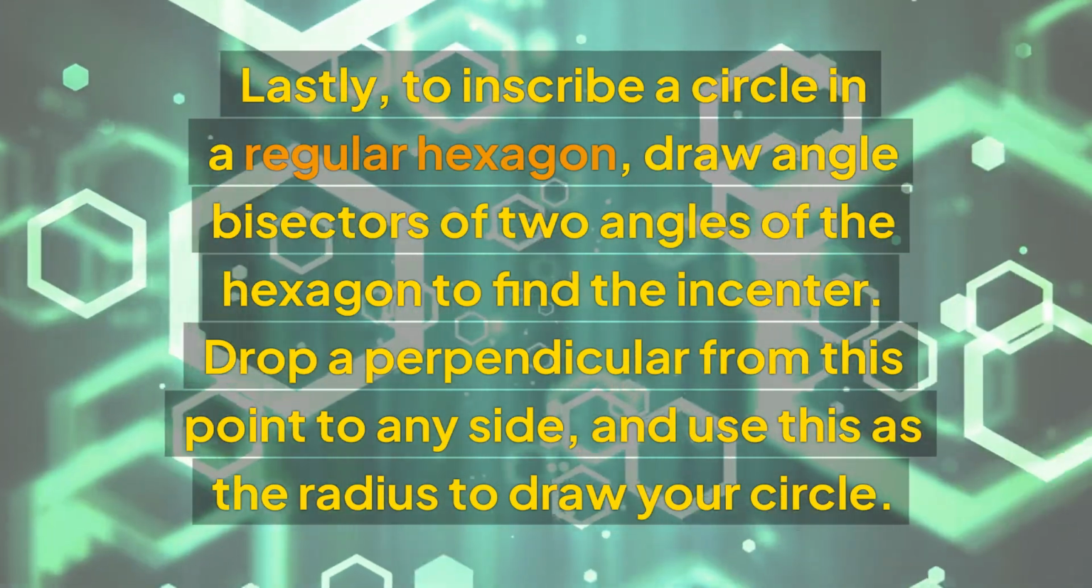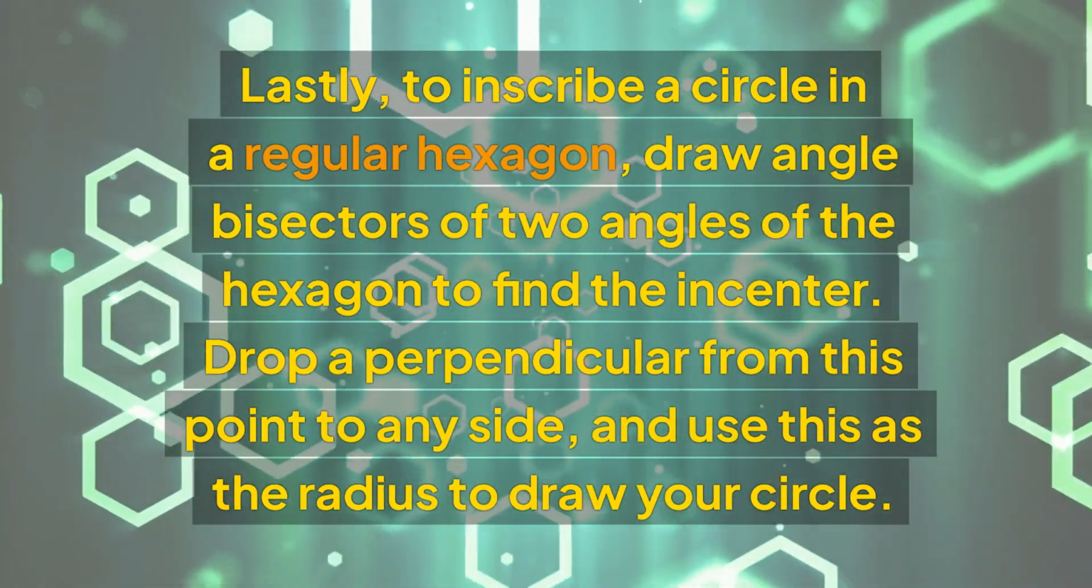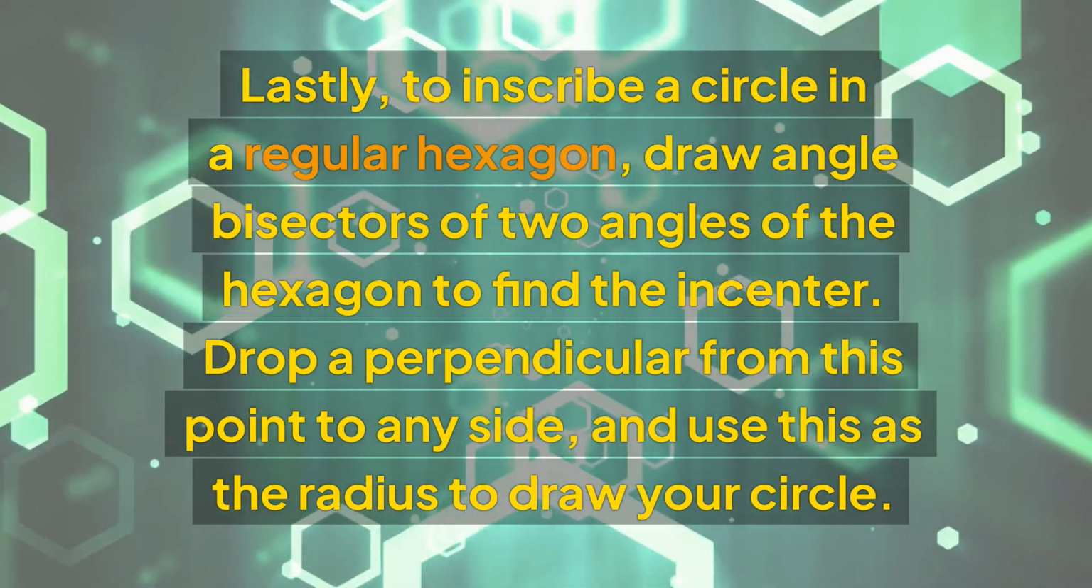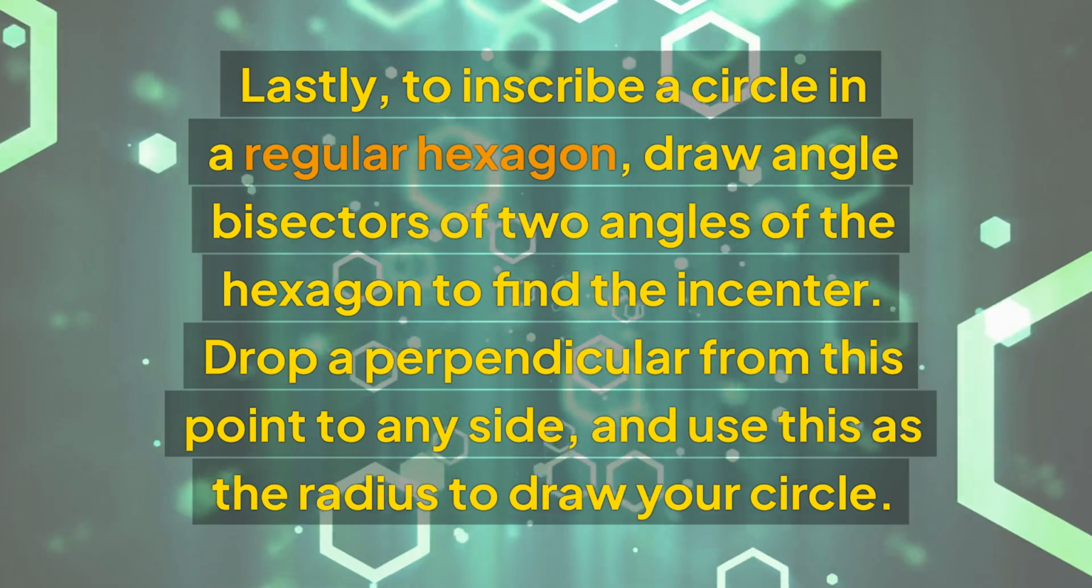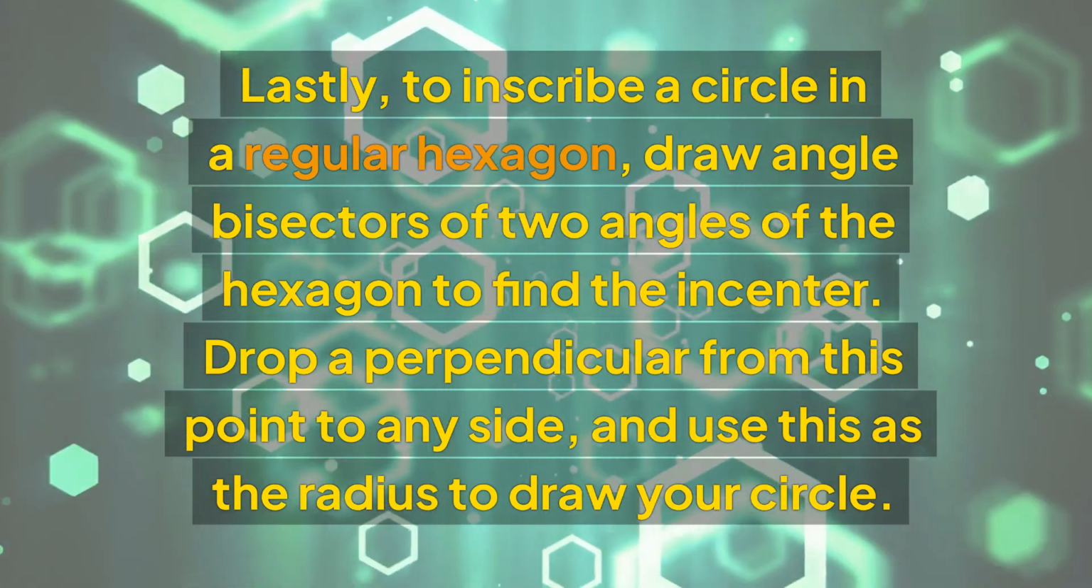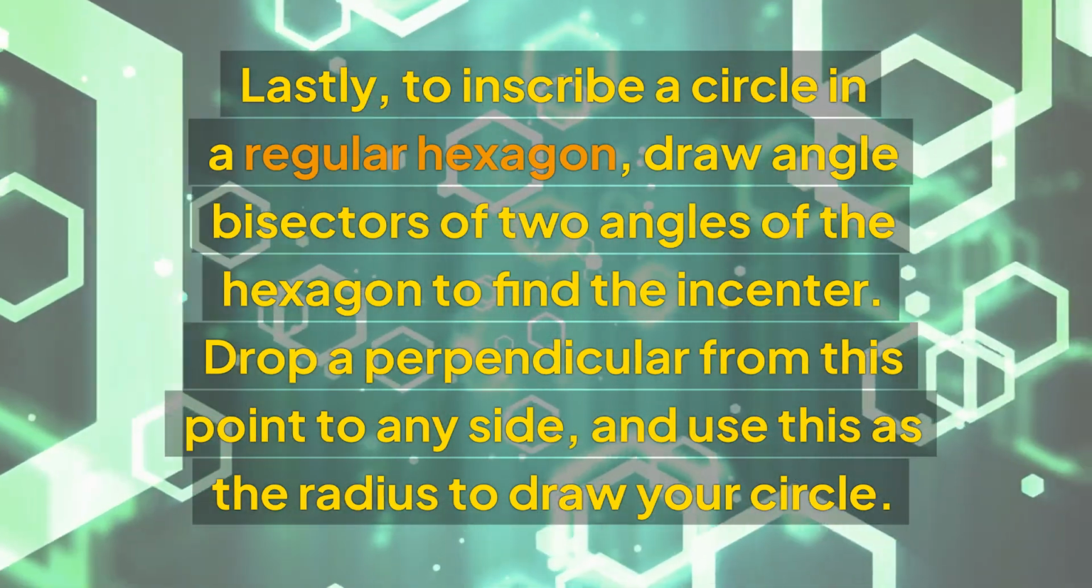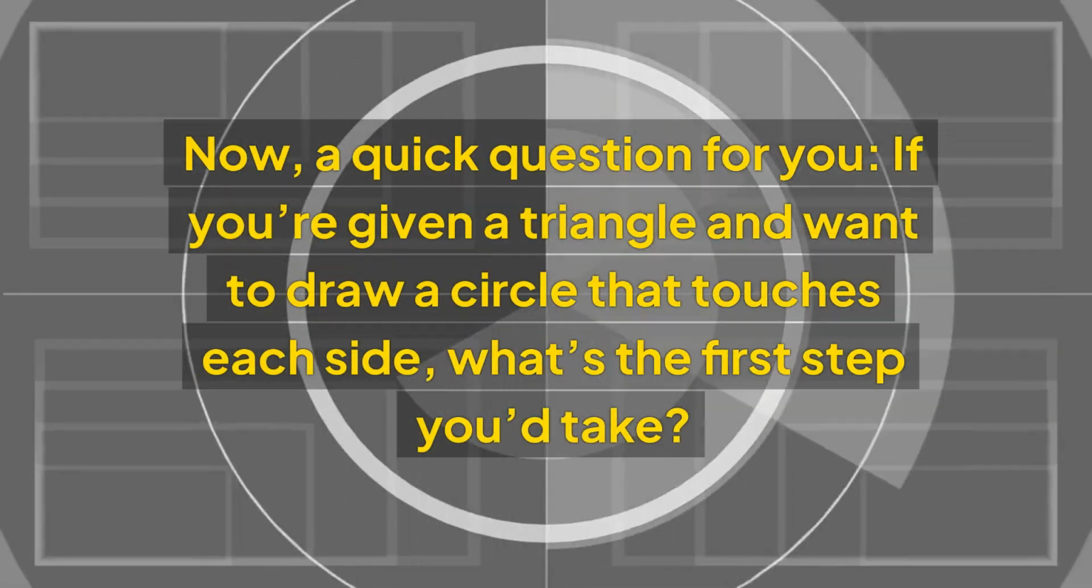Lastly, to inscribe a circle in a regular hexagon, draw angle bisectors of two angles of the hexagon to find the incenter. Drop a perpendicular from this point to any side, and use this as the radius to draw your circle.